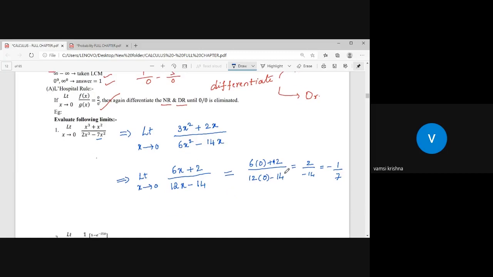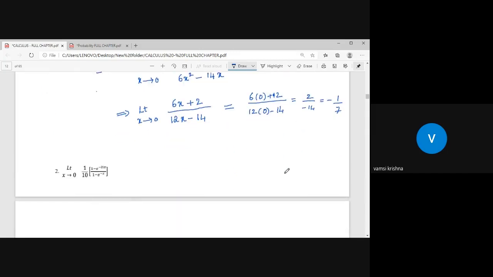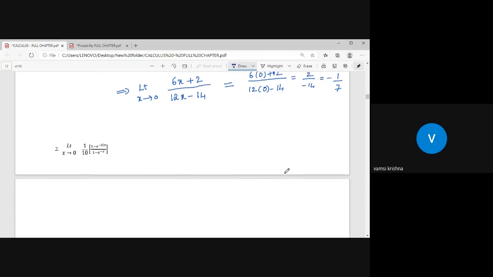Okay, students, I hope everyone understood this. And my next question is this one. I will try to write the question clearly. You try this question. Limit x tends to 0, 1 by 10 into (1 minus e power minus i into 5 into x) divided by (1 minus e power minus ix). This is the question. Can you try this?